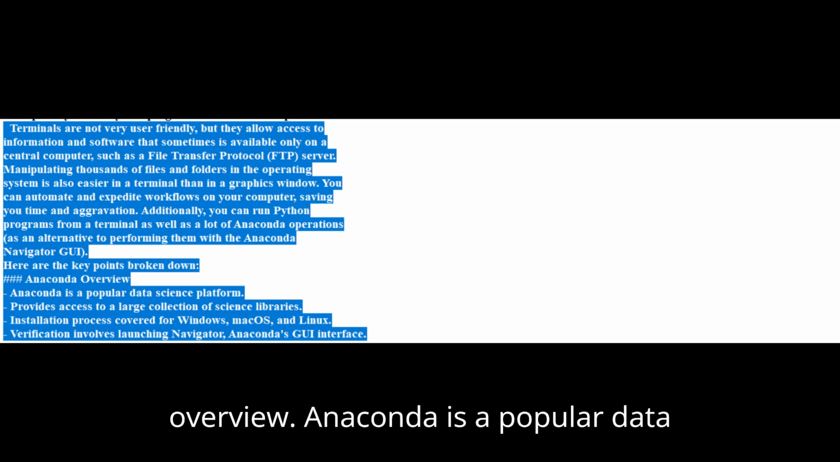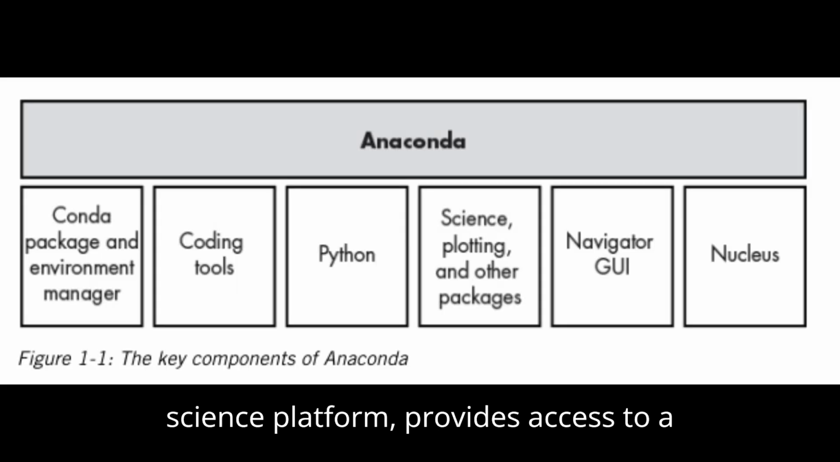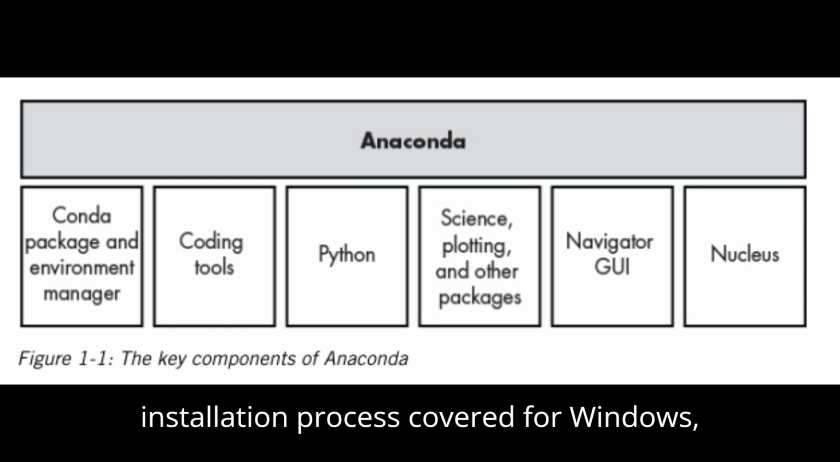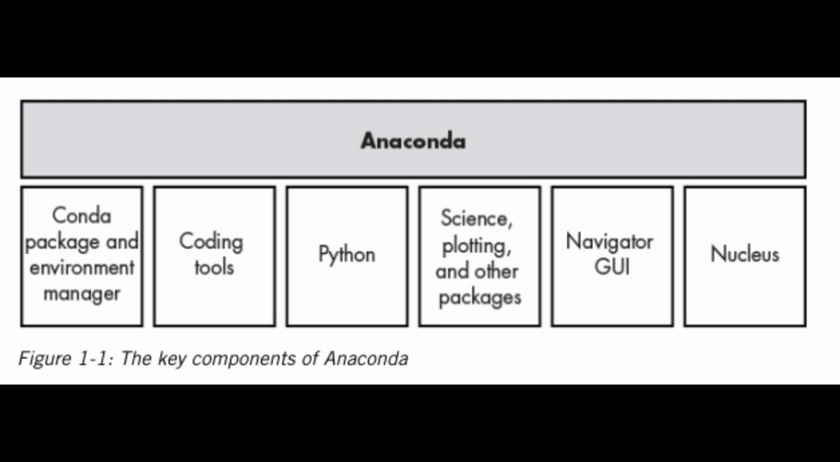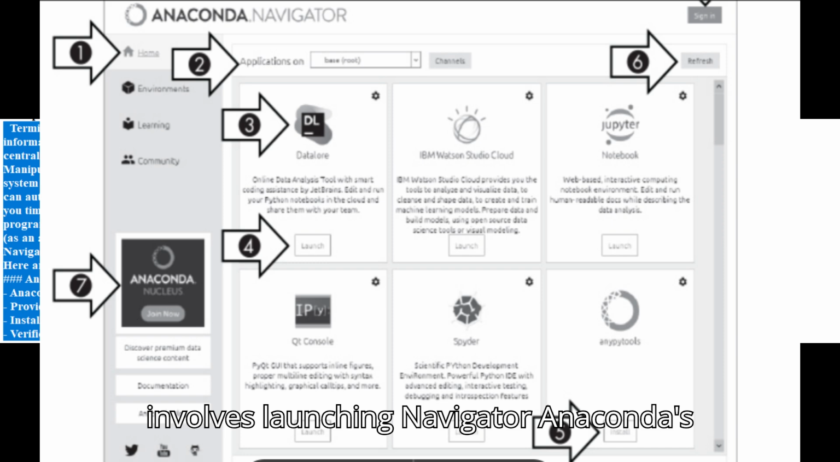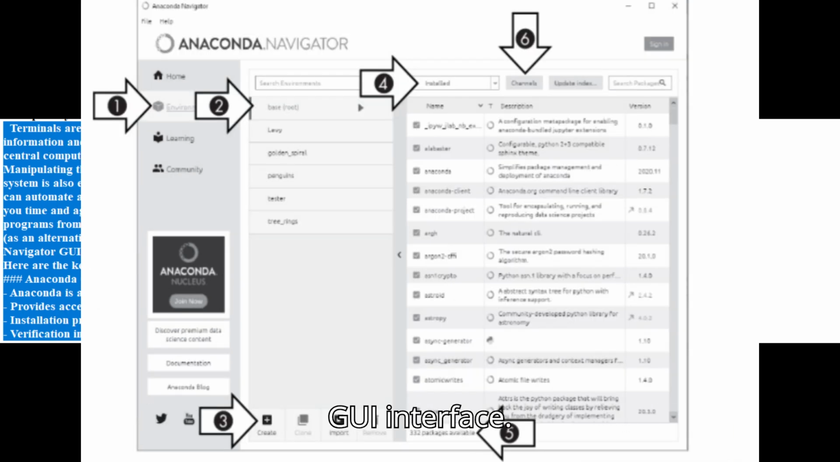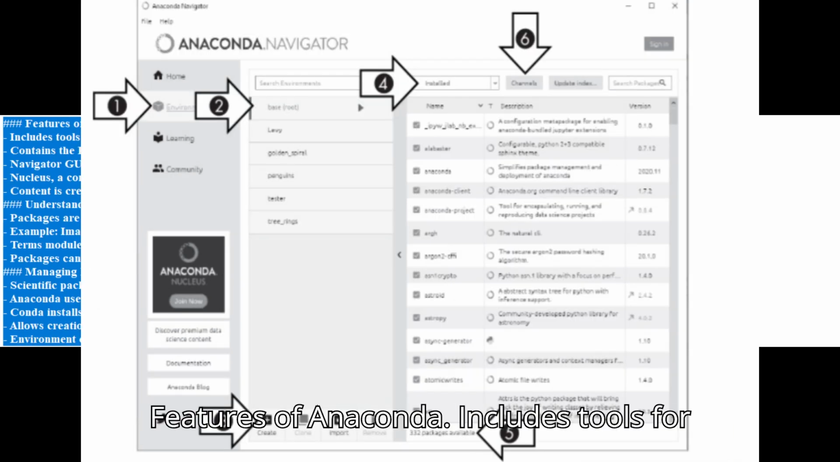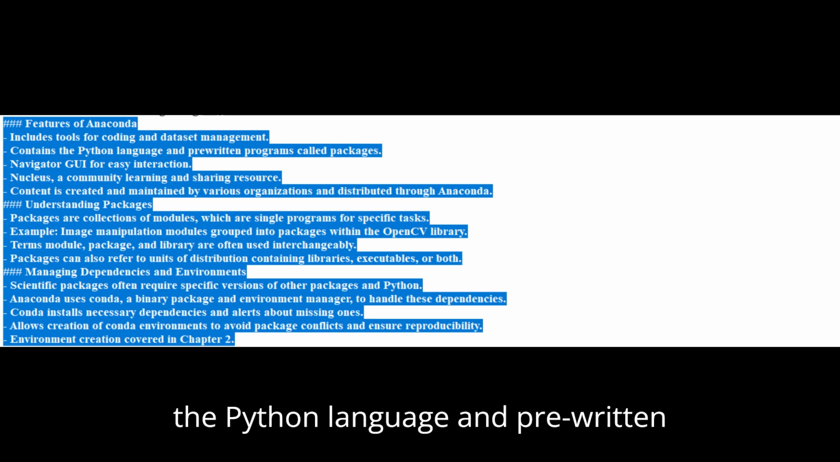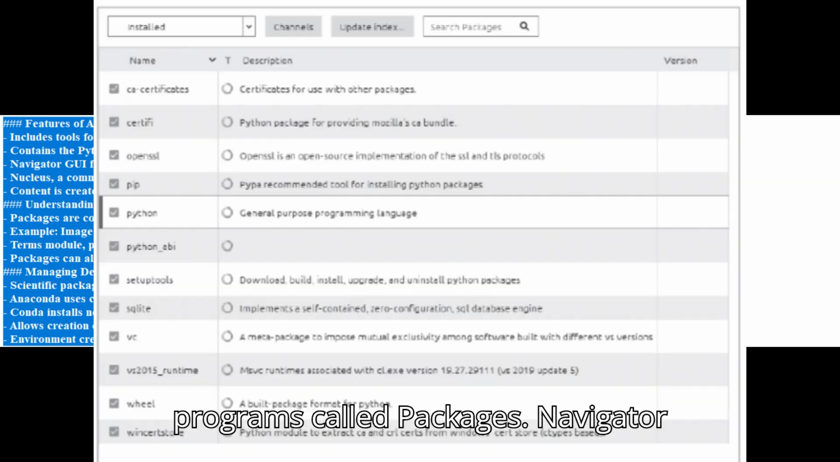Anaconda overview. Anaconda is a popular data science platform. Provides access to a large collection of science libraries. Installation process covered for Windows, macOS, and Linux. Verification involves launching Navigator, Anaconda's GUI interface. Features of Anaconda. Includes tools for coding and dataset management. Contains the Python language and pre-written programs called packages.